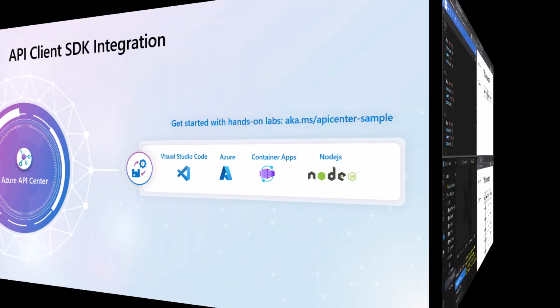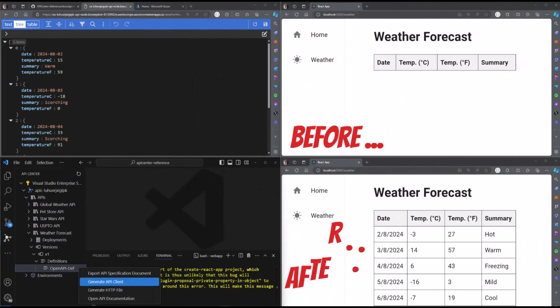With API Center's VS Code extension, you can generate a client SDK for your APIs using your favorite language. I'll show you that and more in this video.